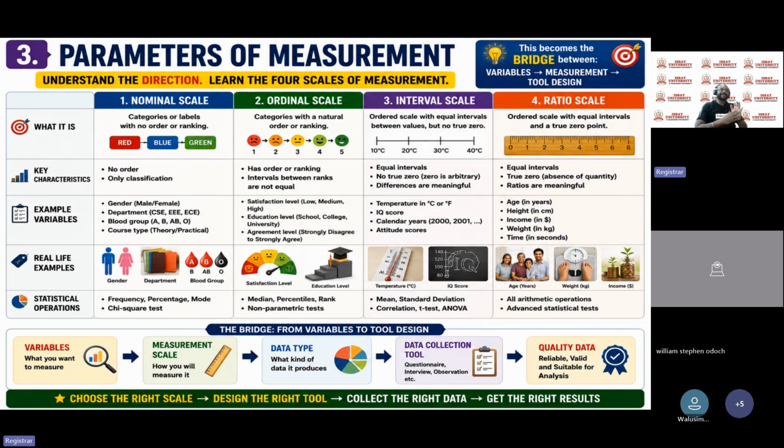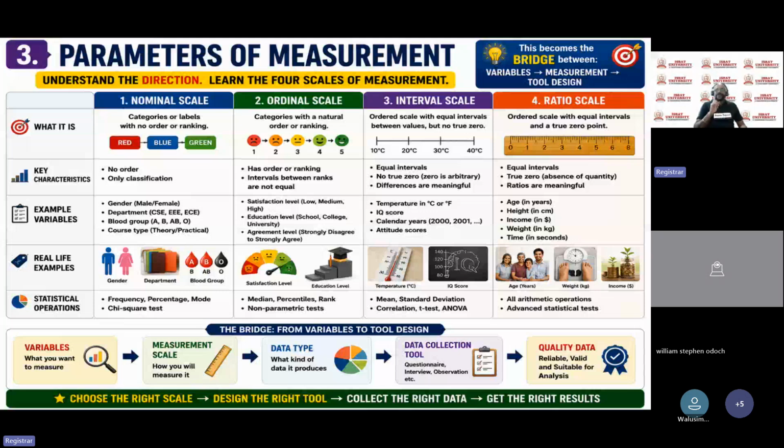So we have discussed what a nominal scale is, what an ordinal scale is, what the interval scale is, and what the key differences are between an ordinal scale and an interval scale. We have seen the key characteristics, identified some variables as examples, and given real-time examples. We have also seen the statistical operations we basically do on nominal scale, ordinal scale, and interval scale. Now we are moving to the fourth one, that is ratio scale.